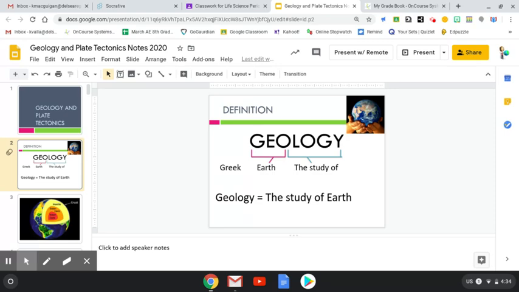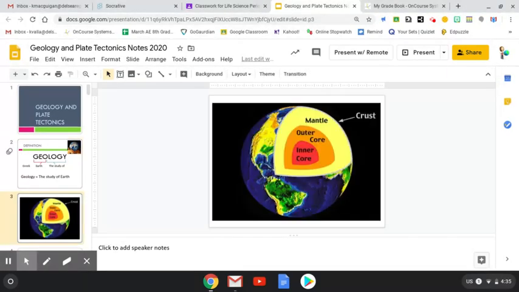The definition of geology: if you break apart the word based on our prefixes and suffixes, geo means earth, and logy means the study of. So together, that definition is the study of Earth. We've already been discussing the rock cycle last week, and we talked about the geological time scale. So we're going to talk more about our Earth, and that's where we're going to begin.